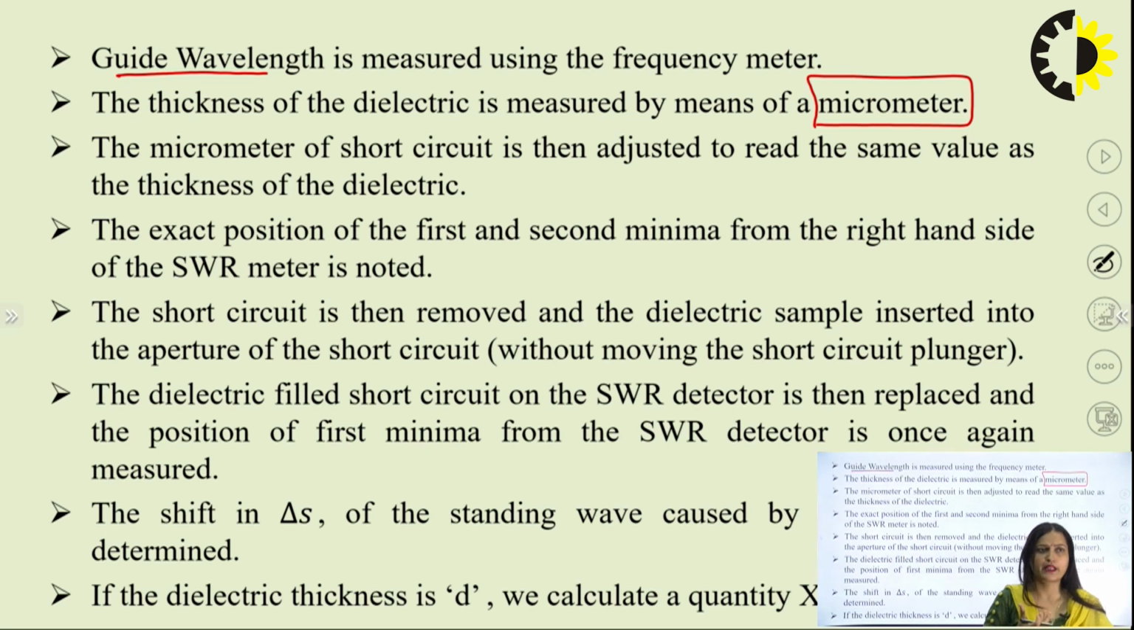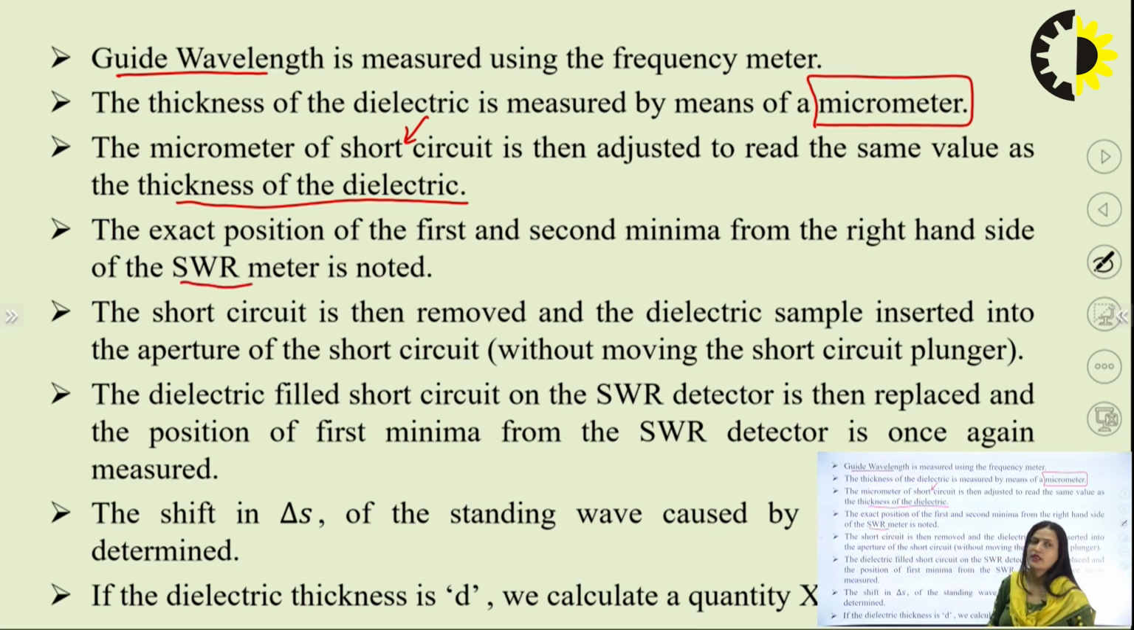Now, the micrometer of a short circuit, for example: we have taken one reading here. Now the same thickness we are using in a short circuit. So the micrometer of a short circuit is then adjusted to read the same value as the thickness of the dielectric, right? So the value of the short circuit will be the same as the value of the dielectric. Now, the exact position of first and second minima from the right hand side of the VSWR meter we will note.